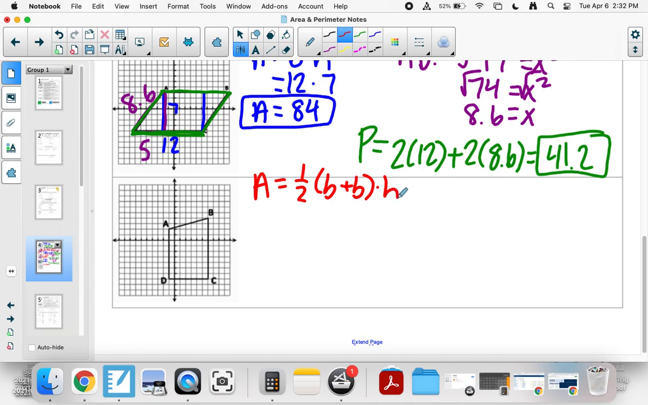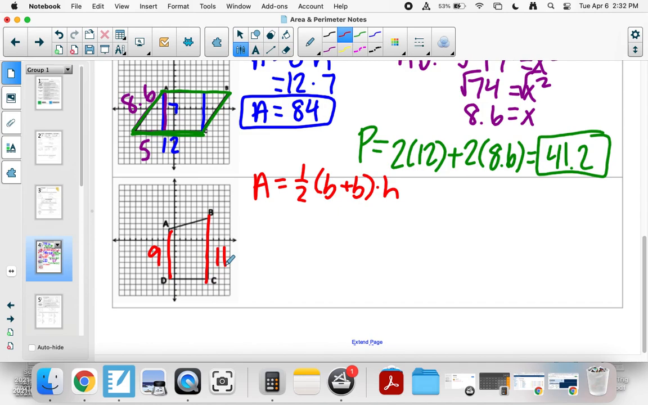How do I know which ones are my bases? If they're parallel. So do I have the up and downs or the side to sides? Up and down are my bases. Can I count them? Yes. So it makes this super easy. I got 9 and 11. My line's a little off, that's okay.